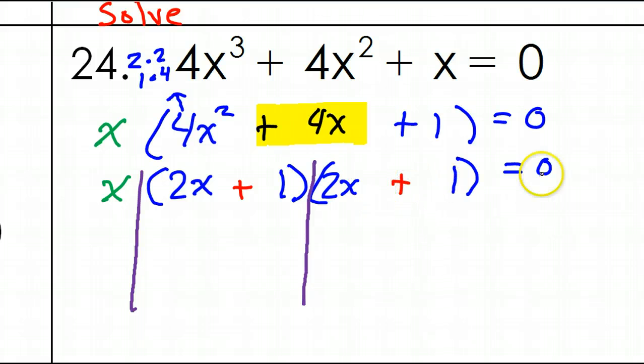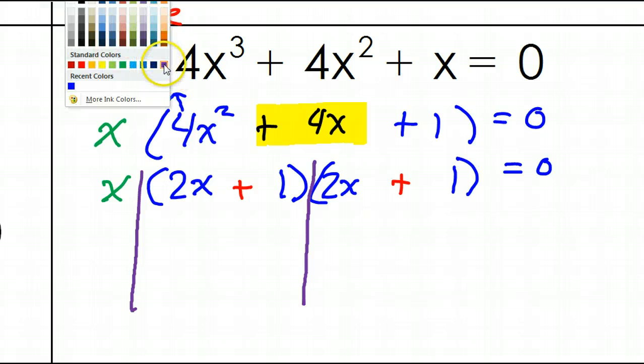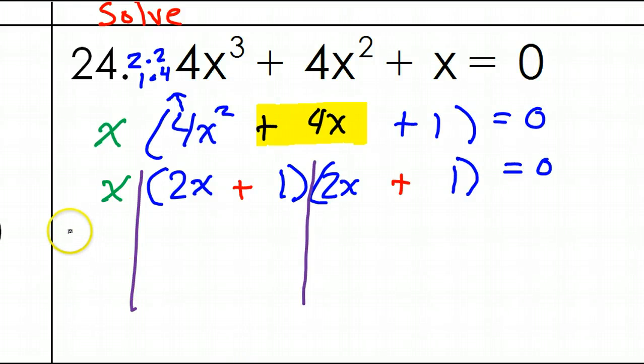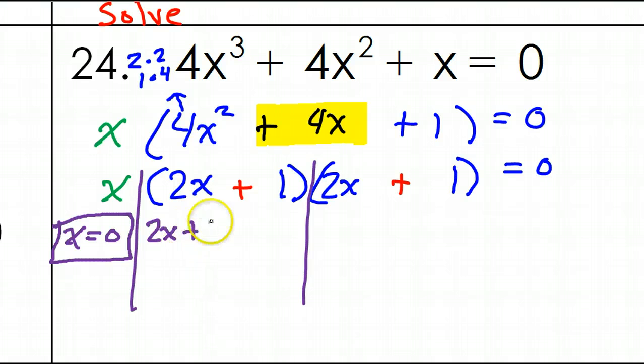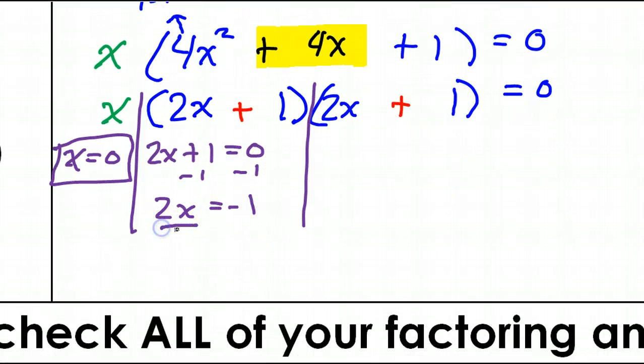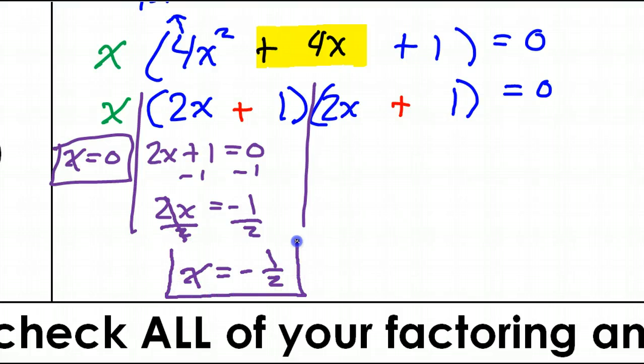Anyway, so what you do is you set each one of these factors equal to 0 and you solve. If any of these equaled 0, they would wipe everything out and we'd get 0. So we're going to have 3 solutions. On this side, if you set x equal to 0, well, that's one solution right there. Right here, if I do 2x plus 1 equals 0, then that's minus 1. So 2x equals negative 1. Divide by 2 on both sides, so you have x equals negative 1/2. No decimals, please. So that's a second solution.